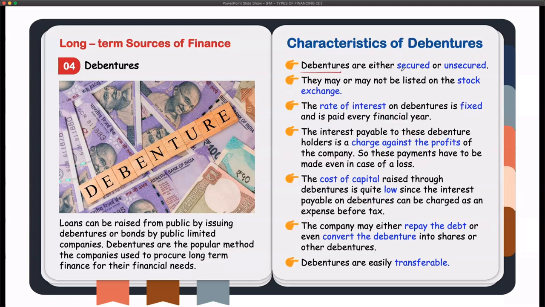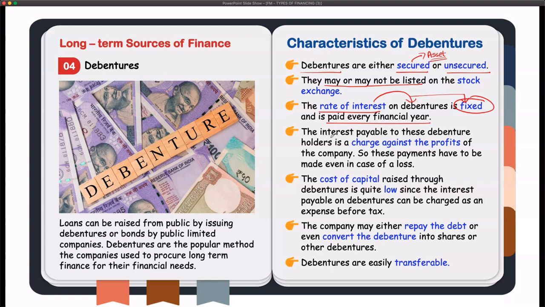There are some more characteristics. Debentures can be issued either as secured or unsecured debentures. Secured debenture means some asset will be charged as security for the debenture, and unsecured means it is clean. Debentures may or may not be listed on the stock exchange. When a debenture is issued, the rate of interest is fixed and paid every financial year. It may be quarterly, half-yearly or annual, depending upon the terms, but the rate is fixed, which results in a fixed cost for the issuer and fixed income for the holders.